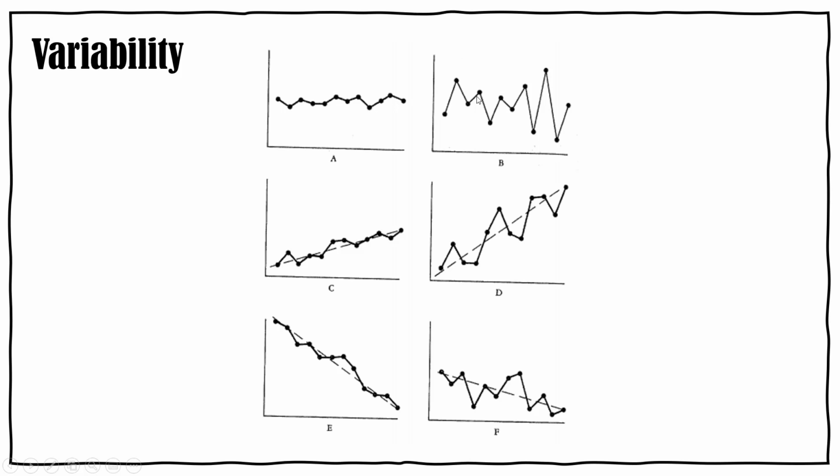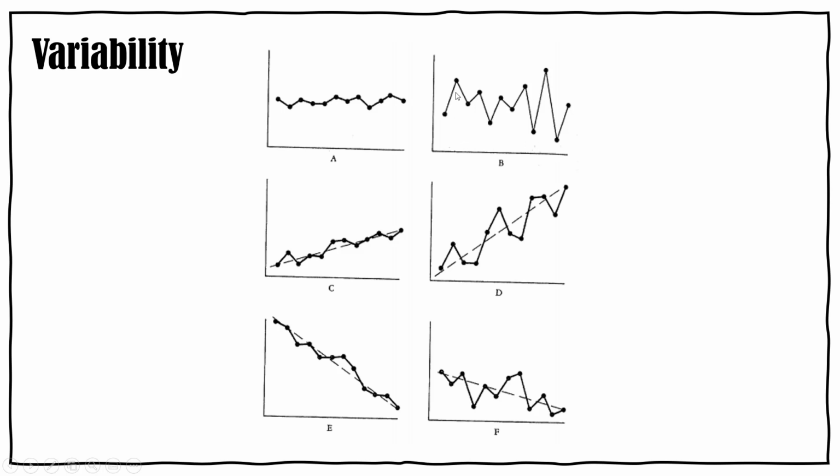But look at B. We got lots of variability. So lots of distance between our mean and our data points. If you have lots of variability, it's harder to draw those level lines. It's harder to draw those trend lines, and it's harder to analyze your data. So just keep that in mind.